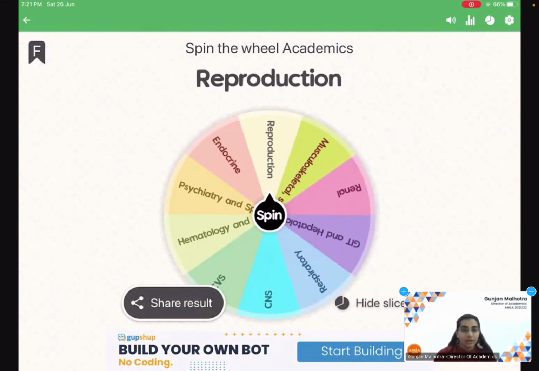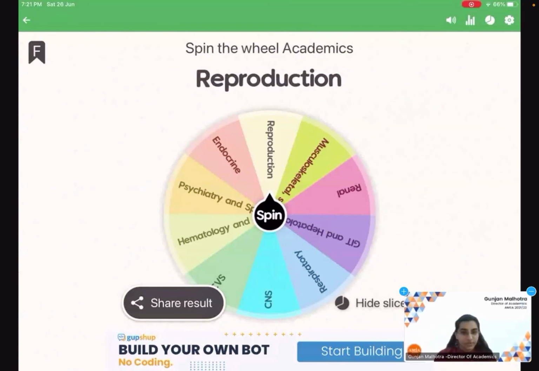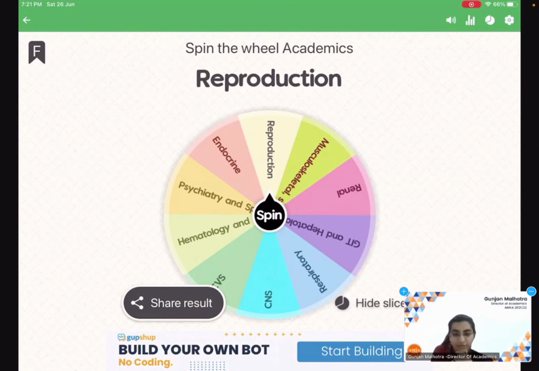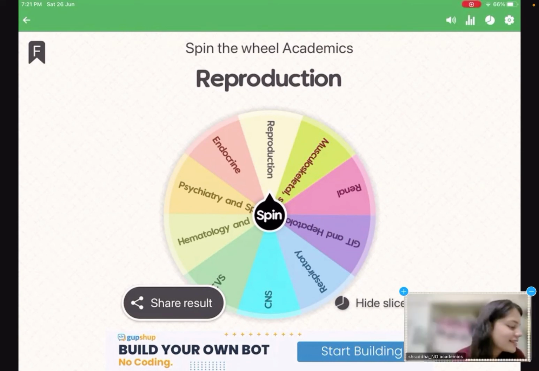Testicular atrophy may be caused by all except cryptorchidism, cirrhosis, mumps or orchitis, torsion kidney. Testicular atrophy may be caused by all except cryptorchidism, cirrhosis, mumps or orchitis, and torsion kidney. Torsion kidney. It is absolutely correct. You get a plus 20. Plus 10 because of the superpower. Yes, yes, yes.